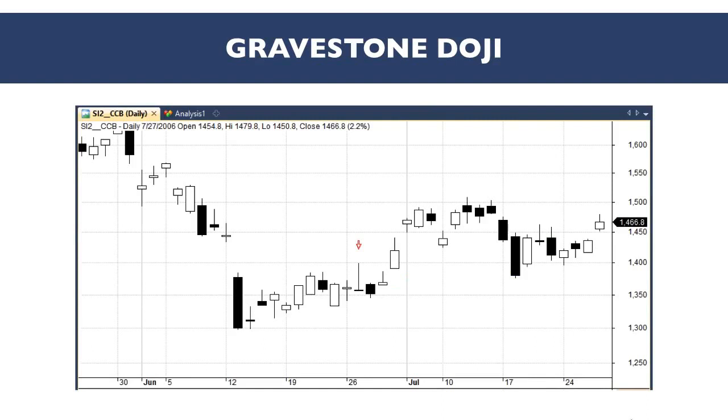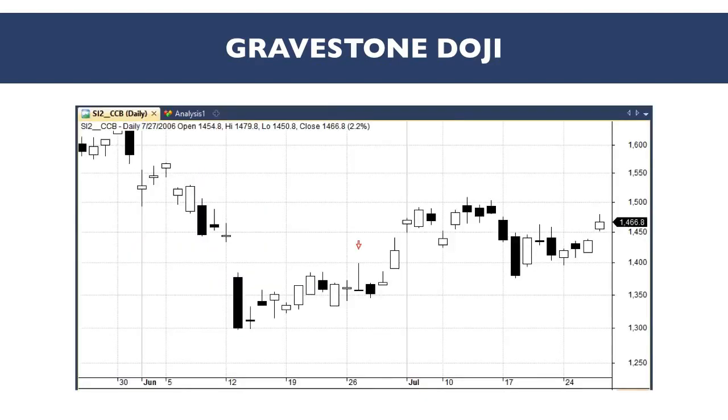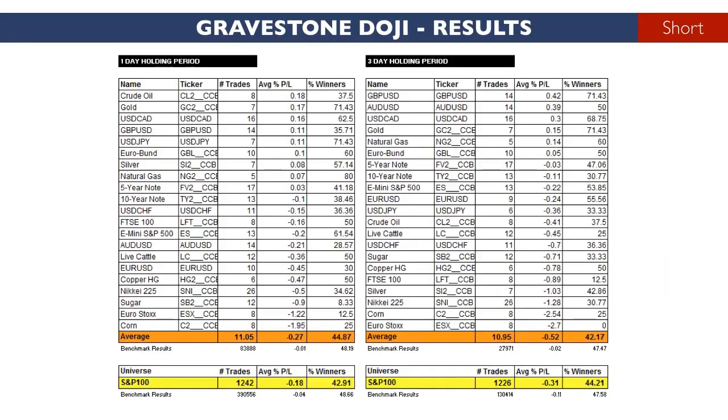So, using the formula we created, we can identify the gravestone doji on the chart and see how it performs as a short signal. In this first table, we see the results of shorting a gravestone doji pattern, as we defined it, on the close and then holding the trade for 1 whole day. As you can see, the pattern produced an average loss of 0.27% in our 21 markets with a win rate of 45%, and it produced an average loss of 0.18% in stocks, and both figures were much worse than the benchmark return.